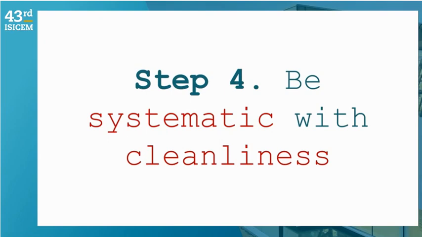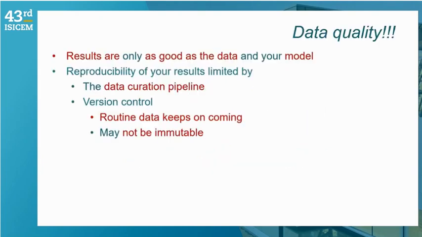Step 4 is be very systematic with your cleanliness, and Leo talked a little bit about this. Data quality: your results are only as good as the data and the model that you use. So there has to be some sort of curation pipeline that either you apply or somebody applies, because if you don't have that curation pipeline, the answer you get, the decimal points or whatever, will depend on the curation decisions you make. So not only do you have to curate data, but you need to version control as well.